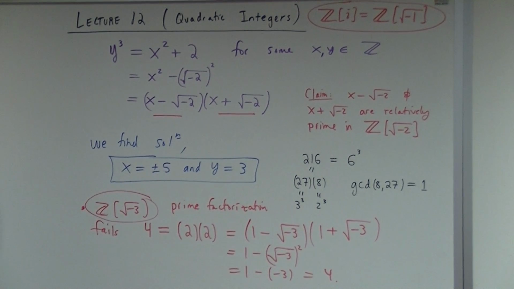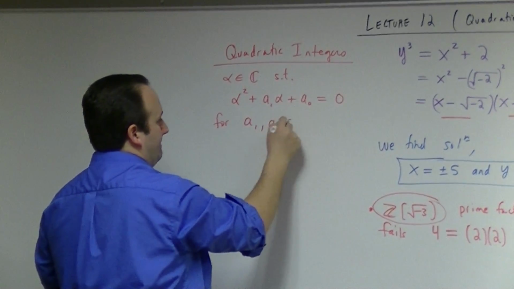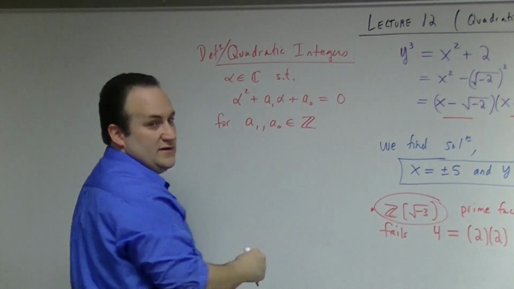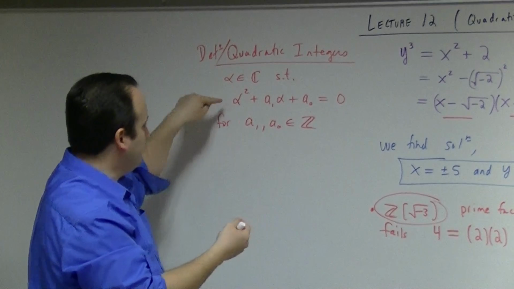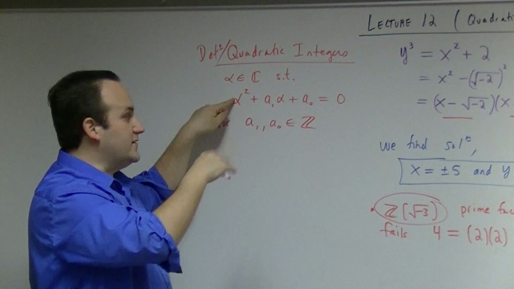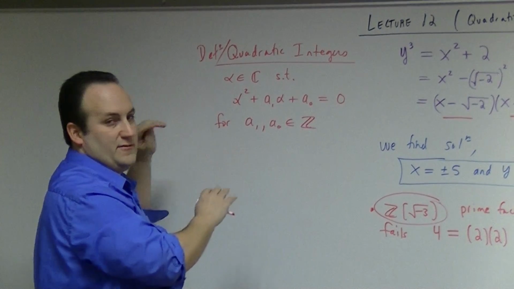If I look at the quadratic integers, what are quadratic integers? Basically, it's just alpha in the complex numbers such that alpha squared plus a1 alpha plus a0 is equal to 0 for some choice of integers a1 and a0. Okay, so that's the definition of quadratic integers. There's some so-called monic, meaning that the coefficient of the leading term is 1. There's a monic quadratic polynomial that the integer alpha appears as a solution for, and alpha is some complex number. That's a definition of quadratic integers, something like that.